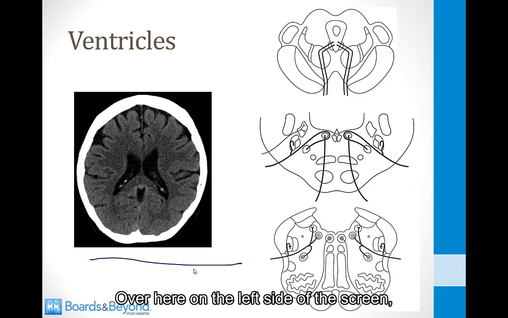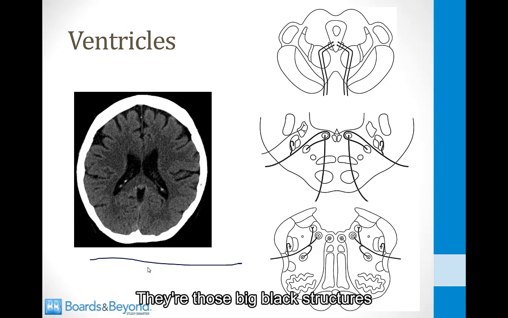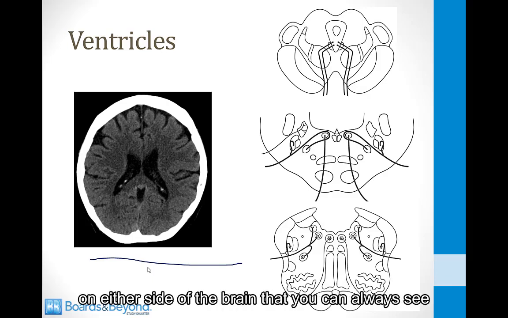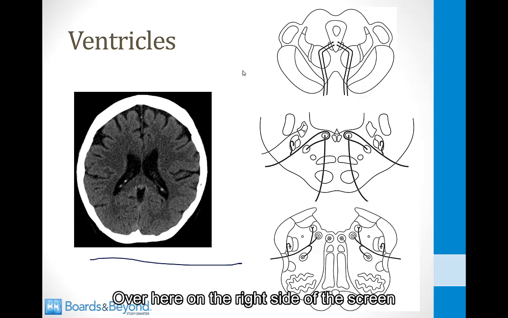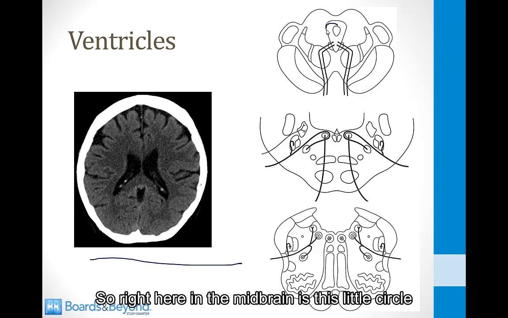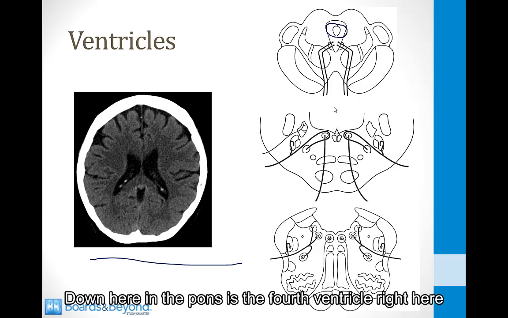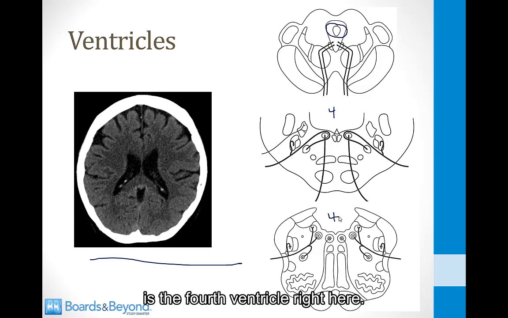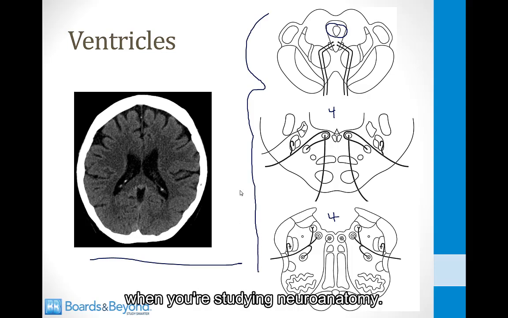Over here on the left side of the screen is a CAT scan of the brain, and the lateral ventricles are easy to identify. They're those big black structures on either side of the brain that you always see when you look at CAT scans of the human brain. Over here on the right side of the screen are some drawings of the brainstem, and when you look at brainstem anatomy, you also see the ventricular structure. So right here in the midbrain is this little circle, and that's the cerebral aqueduct. Down here in the pons is the fourth ventricle right here, and down here in the medulla is the fourth ventricle right here. So you come across these structures in a lot of different places when you're studying neuroanatomy.